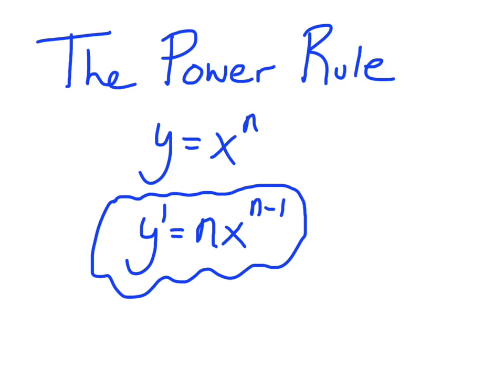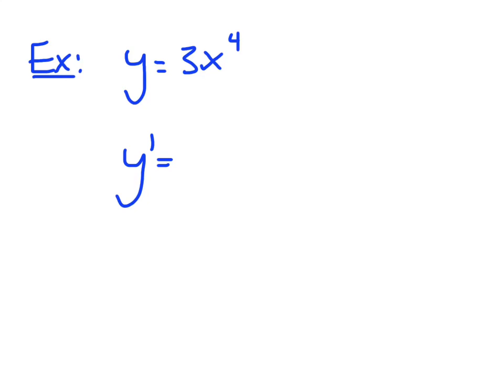So let's do a couple of examples, and see how it's used. So let's start straightforward with a couple of polynomials. So let's try it with y is equal to 3x to the 4. So just a typical quartic. So let's find a derivative of it. So y prime. So we multiply the 4 times the 3. So the exponent times the coefficient.